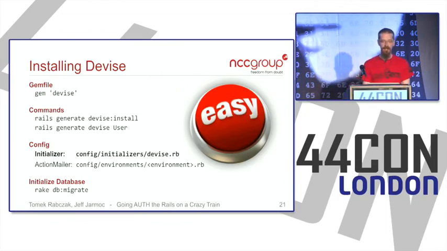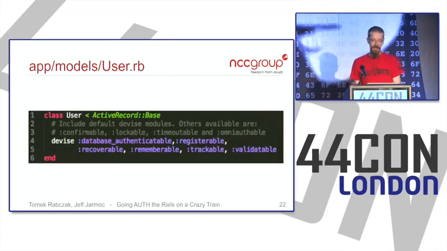Once you've done that, you run rake db:migrate, and that will establish all the correct schema in your database, so your database is ready for Devise. Once you've done that, if you open up your user model, you're going to see something like this. This is just a stub that Devise created.